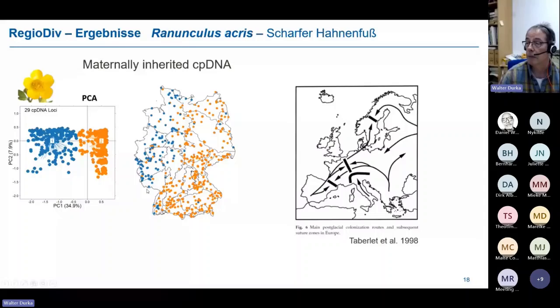And if we plot this on a map, we see that one of the groups is only present in the west, and the other is only present in the more eastern half of Germany. And this very nicely matches with what we know about postglacial colonization of Central Europe, which could have taken place from the west, from the south, or from the east, or even from the north. In this case, it could be the case that 2 colonization routes exactly meet within Germany from east and west.